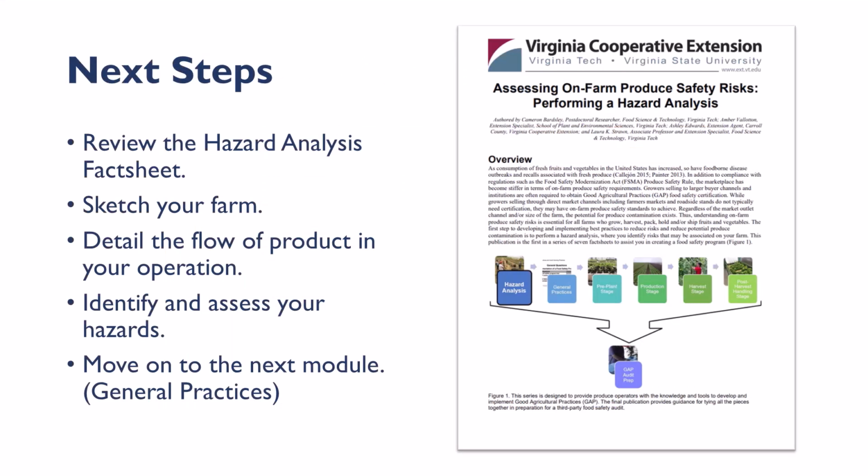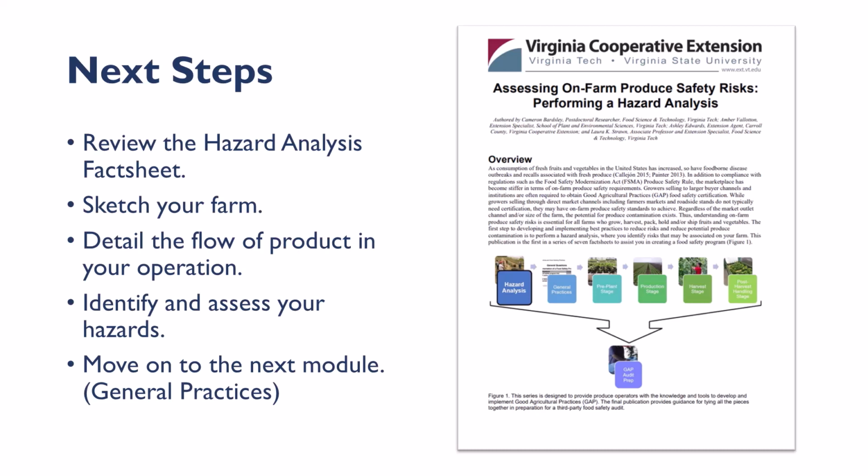Congratulations, you have completed the first step in learning about developing a food safety program on your farm. There are some important steps you should complete before moving on to the next module. You will want to make sure you review the hazard analysis fact sheet found on the course site or on the Virginia Cooperative Extension website. There you will find more in-depth information on the topics we covered in this module, along with supporting resources and documents.